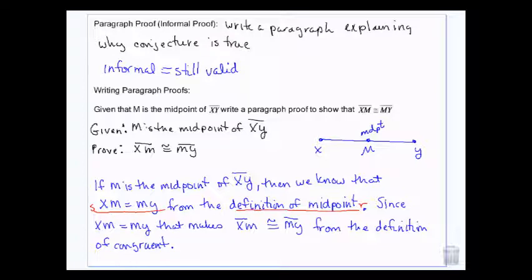Okay, again, this is a statement. This is a reason. So I'm making a statement, giving a reason, making a statement, giving a reason. And then I just got to my proof part. XM is congruent to MY. So thus XM is congruent to MY. Period. The end. That's what I've proven.